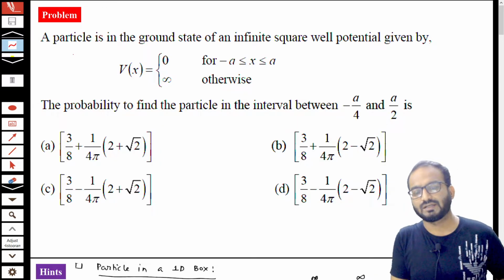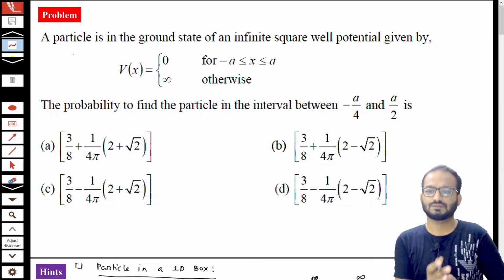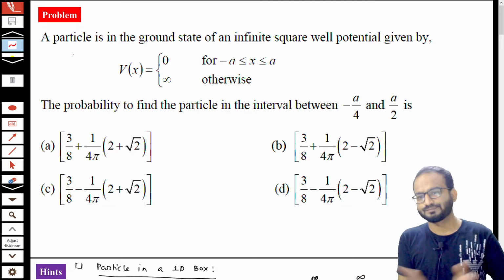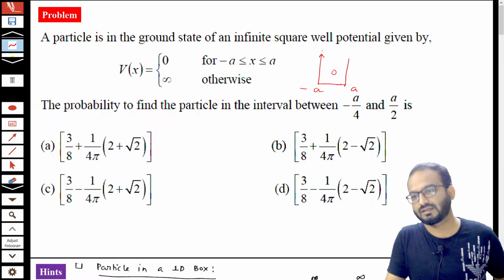See, a particle is in the ground state of an infinite square potential given by V of x equals 0 and infinity. So you can see it will look like this. In between minus a to a, it is 0 and it is infinite otherwise. So this is the potential given to you.